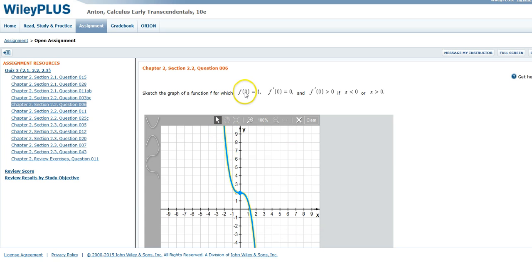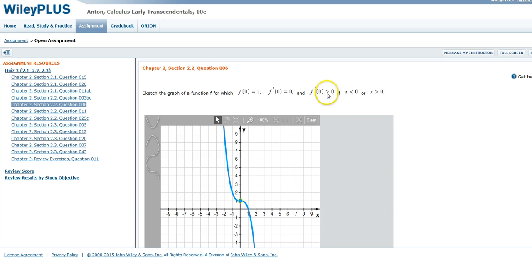Right? So the value of the function at 0 is 1, so I need to make sure I put this point at 0, comma 1. And sometimes that can be a little tricky with my mouse. It doesn't want to cooperate with me. 0, 1. So I've got the point at 0, 1 that satisfies this condition. My slope at 0 is 0. So my first derivative is 0. And then I have a negative slope.